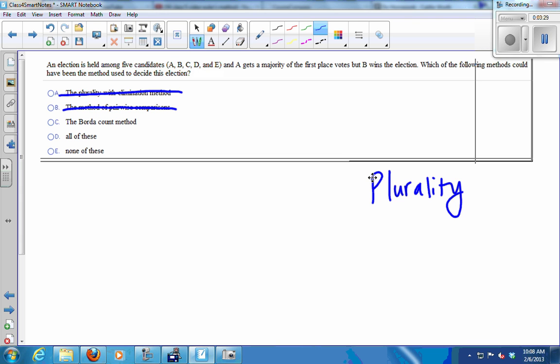But Borda count, the one with the points, we did do an example in class where somebody who had a majority of the votes lost using Borda count. That was the problem with Borda count, that it can violate the majority criterion and the Condorcet criterion. So it had those 2 big drawbacks.